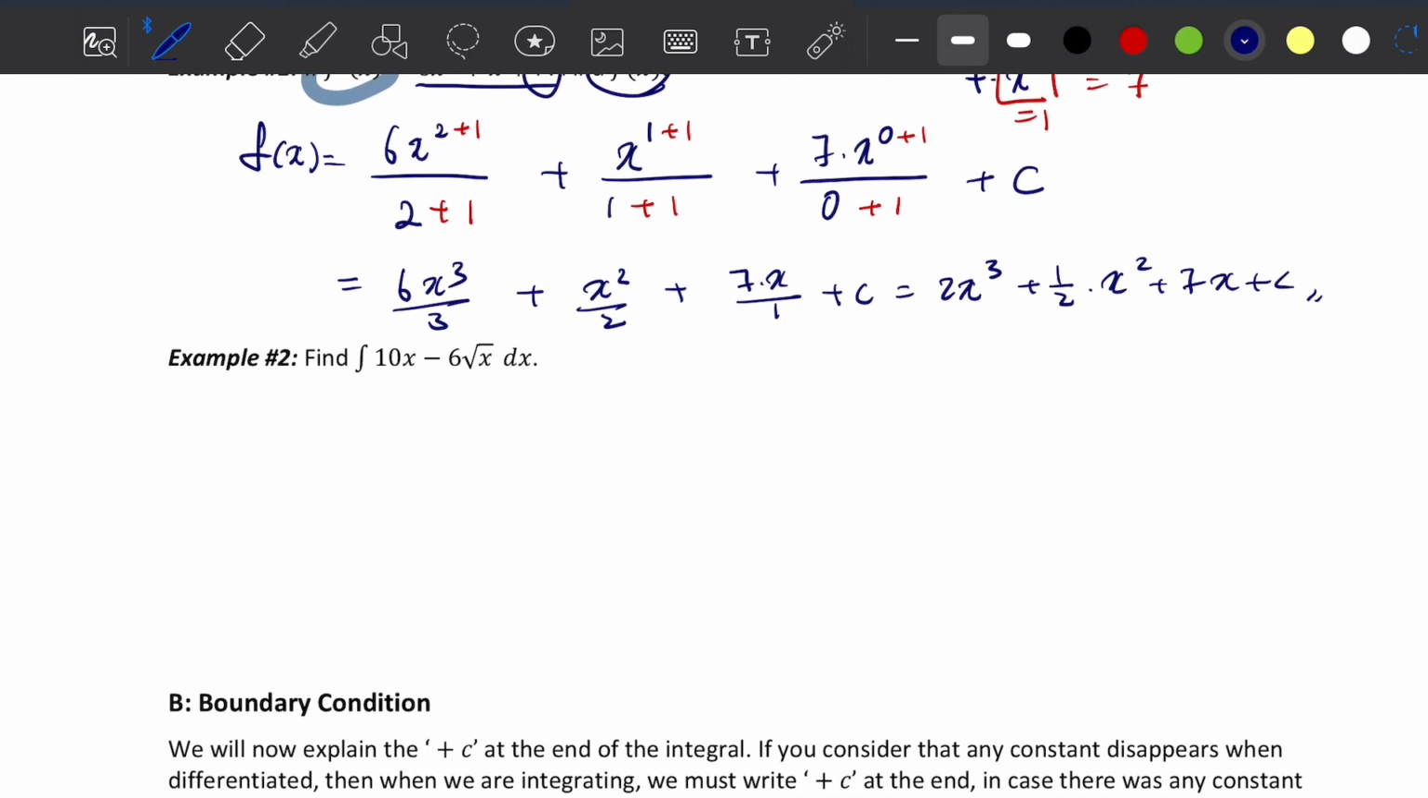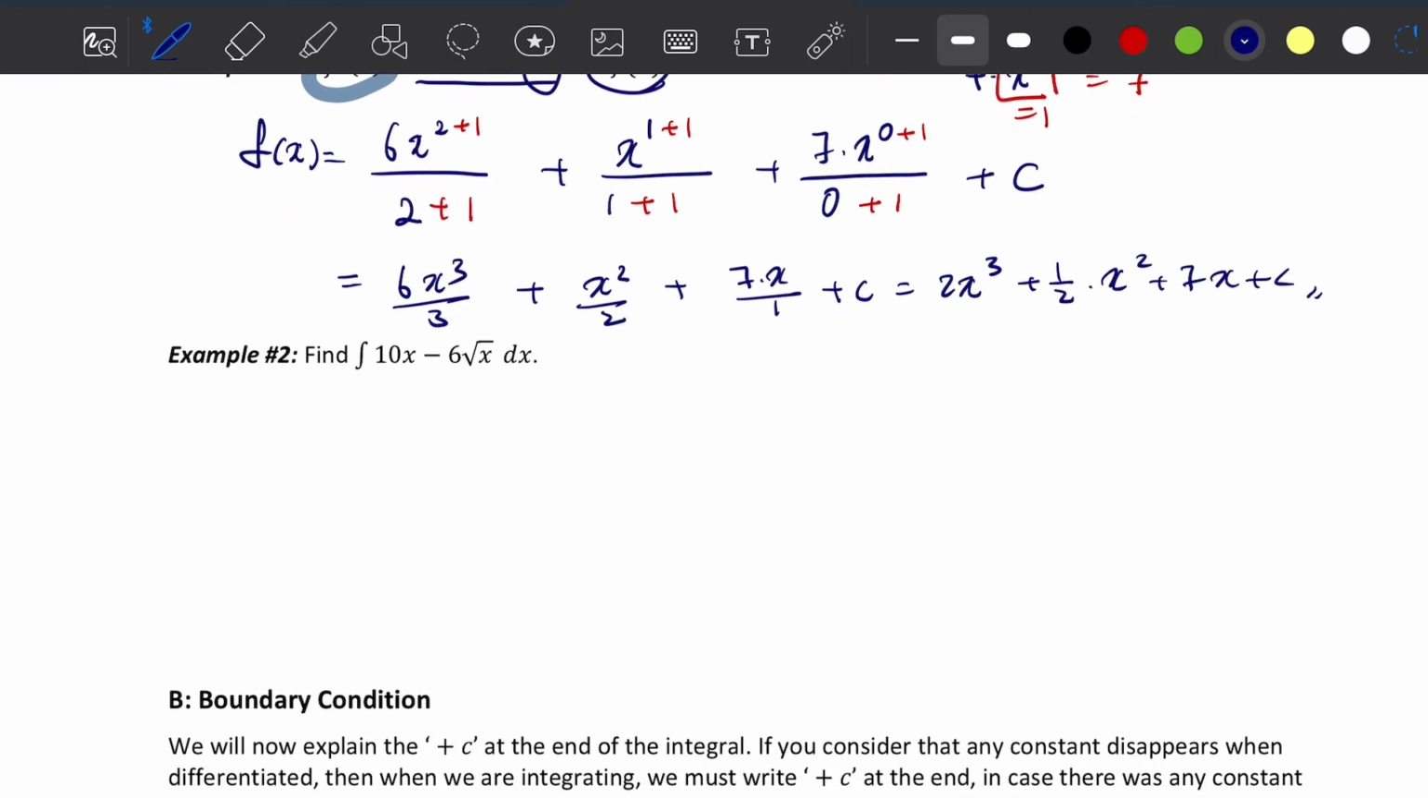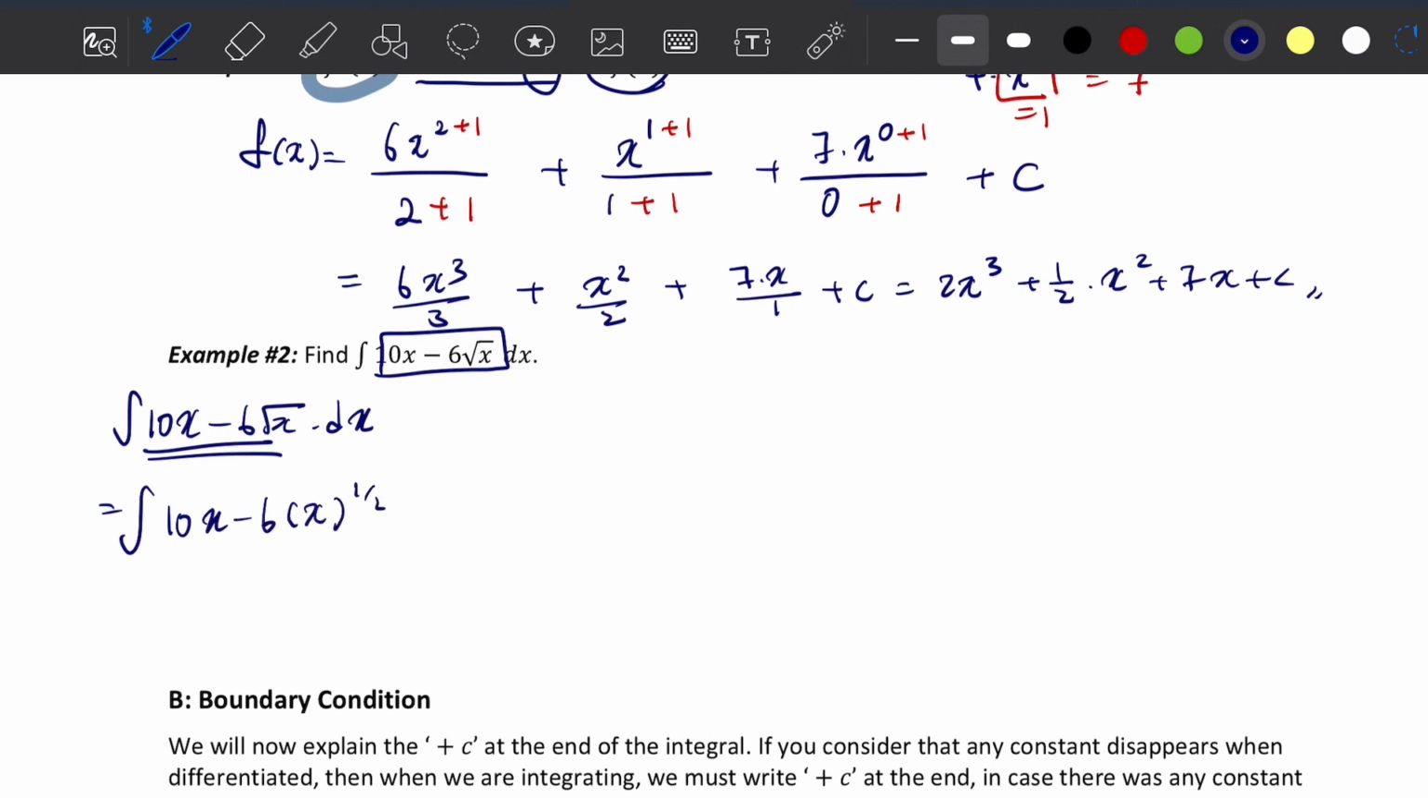So now we need to find the original function of this function here, or we need to integrate 10x minus 6 square root x dx. So we need to integrate this equation, and the function part we can rewrite as 10x minus 6 times x to the power of 1 over 2 dx, right? And this form is much simpler to integrate.